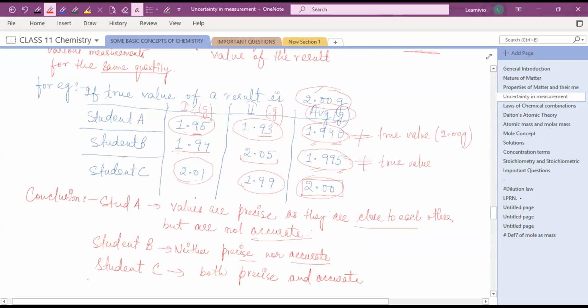Now see student C. The first reading is 2.01, the second reading is 1.99. These two values are very close to each other, so they are precise. Now see the average. The average is equal to the true value. The true value was 2 gram, and the average is also 2 gram. So student C's readings are both precise and accurate. So that's accuracy and precision. I hope it is clear now. Okay. Yes, ma'am. Just quickly write it down.